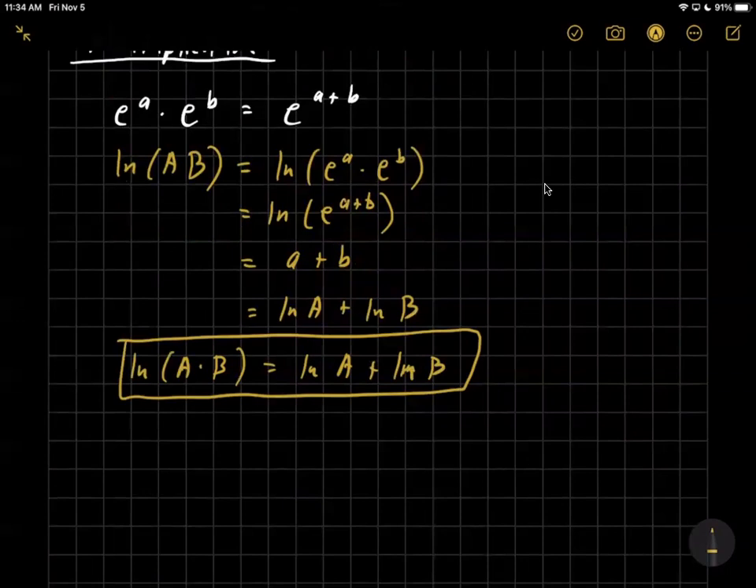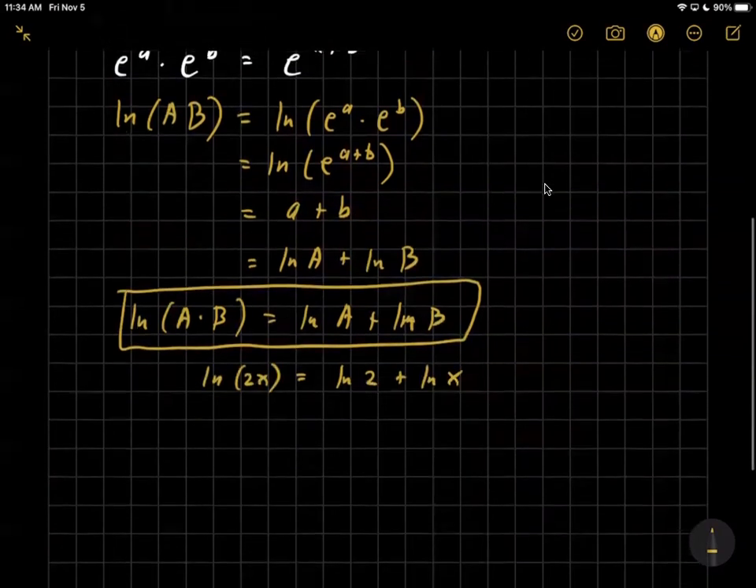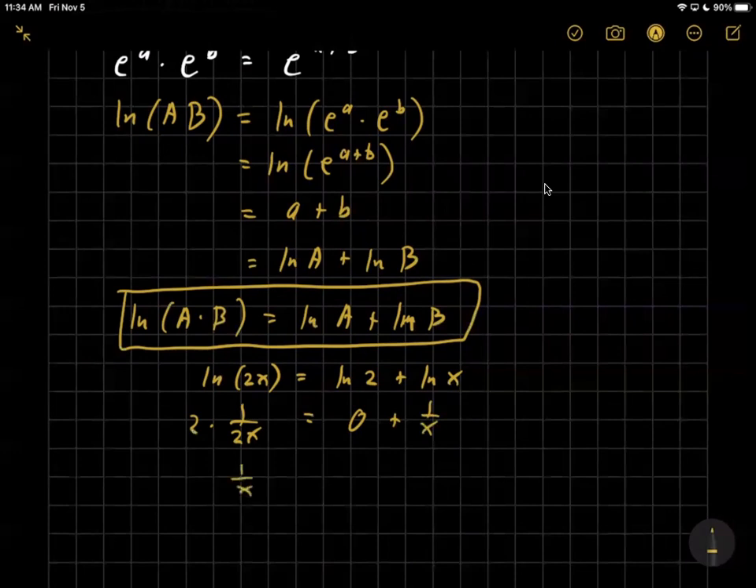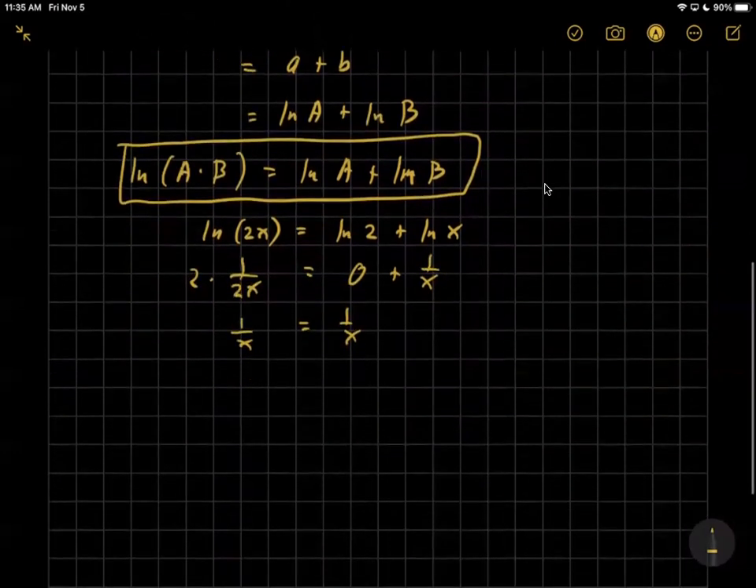Now, how might this apply to calculus? Well, you could show that the natural log of 2x is the same as the natural log of 2 plus the natural log of x. Using the chain rule, if we want to take the derivative of both sides, we could say that the derivative of natural log of 2x is 2 times 1 over 2x. The derivative of natural log of 2 is 0, and the derivative of ln of x is 1 over x. Well, you can quickly see that 1 over x is equal to 1 over x, so it does work out. So we can take derivatives of products by separating it into two terms or by using the chain rule.